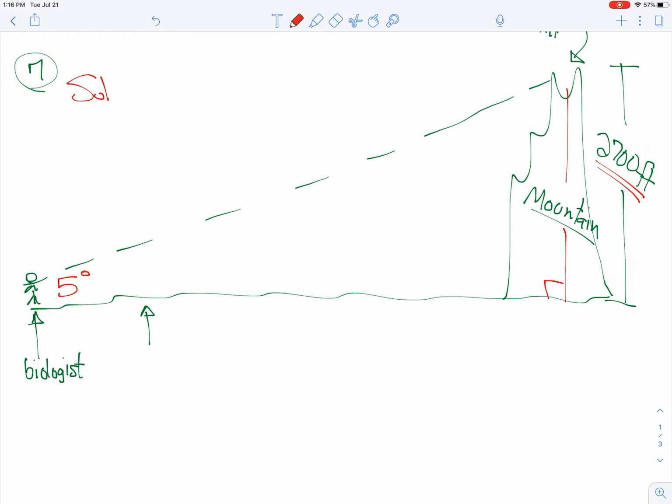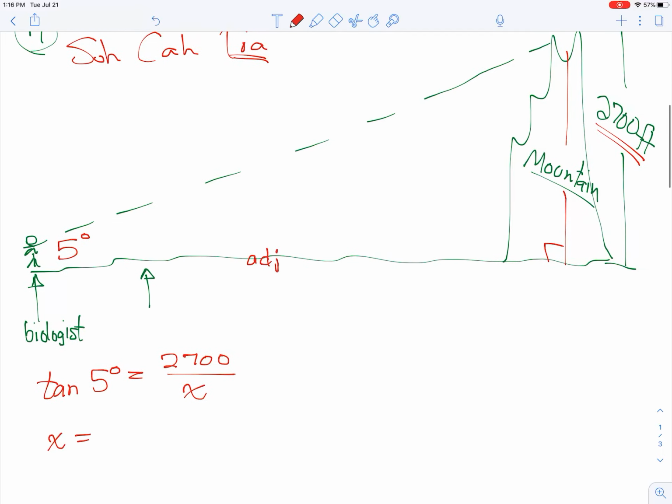So I always write again, so ka toa. And in this case, I have the opposite, and I need the adjacent. This is the adjacent side to the angle here. So opposite and adjacent, we're going to use tangent. So to solve that biologist one, that's the first space in question 7. The tangent of 5 degrees equals 2,700 over x. X is going to be, I multiply by x, so it's going to be 2,700 divided by tan 5.